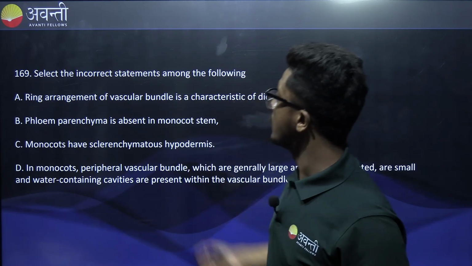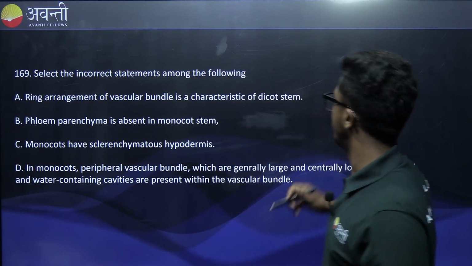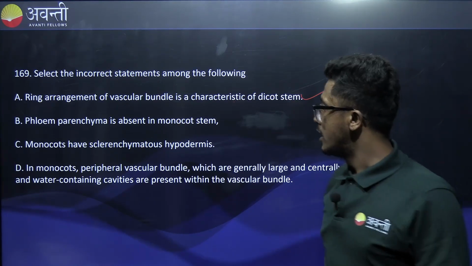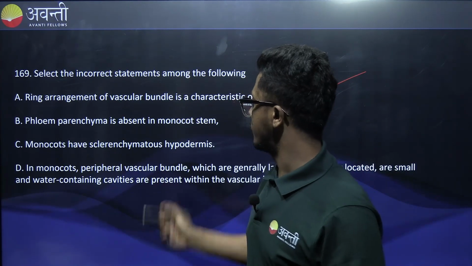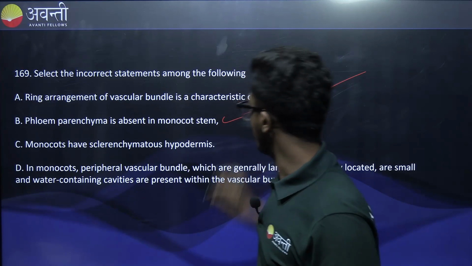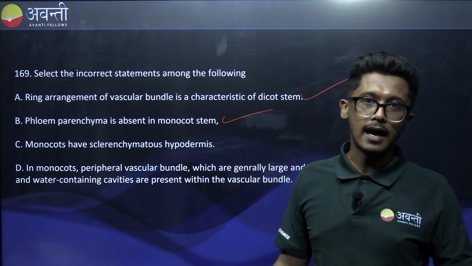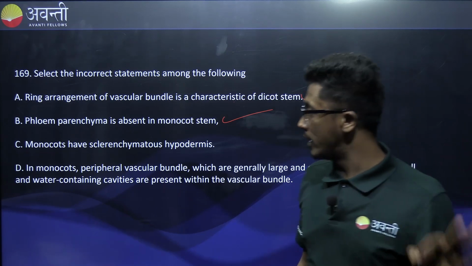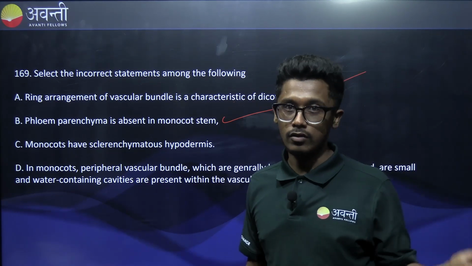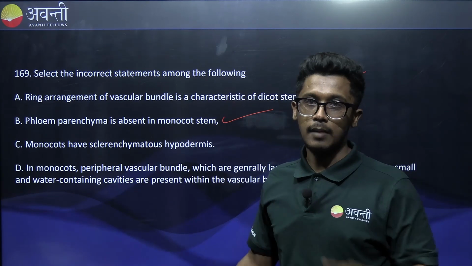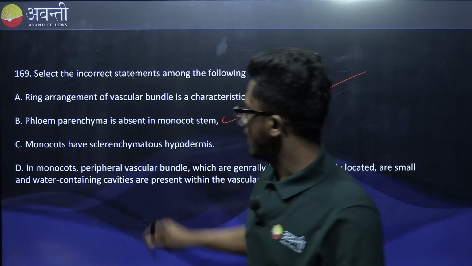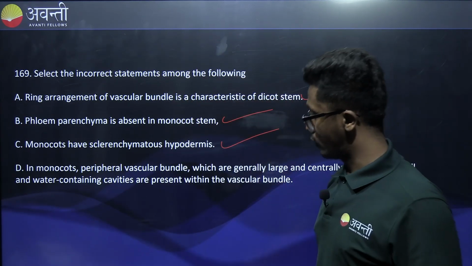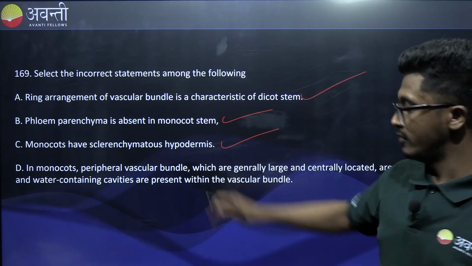First one, ring arrangement of vascular bundles is a characteristic feature of dicot stem. This is absolutely correct. It is arranged in the form of rings. Next one, phloem parenchyma is absent in monocots. That is also correct. The phloem of the monocots usually has only three parts of phloem. Among them, phloem parenchyma is absent. Next one, monocots have sclerenchymatous hypodermis. This is also true.